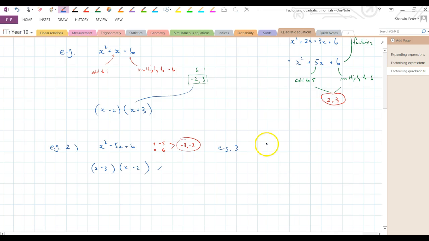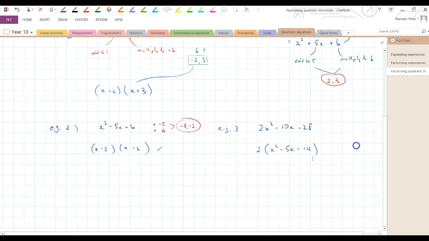Example 3 is 2x squared minus 10x minus 28. The first thing to notice here is that there's a 2 out the front. It's not monic. However, I can take the 2 out straight away because 2 runs right through this. Now I've got 2 outside of x squared minus 5x minus 14. Now I've got a bracketed quadratic trinomial that I can work on. So I'm just going to hold the 2, that's going to be a factor. I'm going to try and factorize this now.